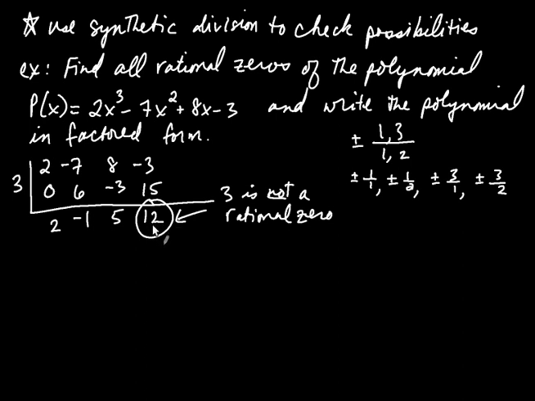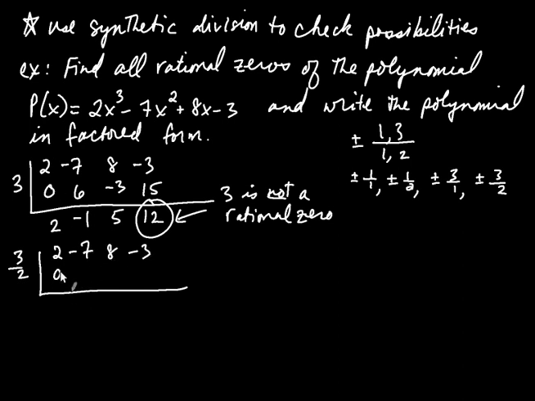So let's go on and check another possibility here. I had positive 3. I could also check negative 3. Let's go ahead and check positive 3/2. I want to show you what it looks like when you check a fraction where the denominator is not 1. So I'm going to check positive 3/2. What happens when I do that? Well, I list the coefficients again. So 2, -7, 8, -3.